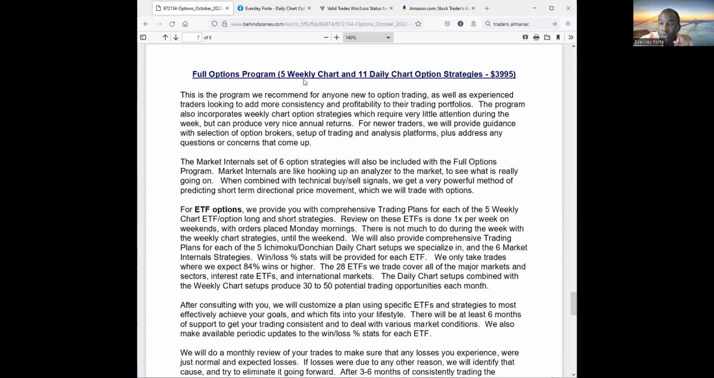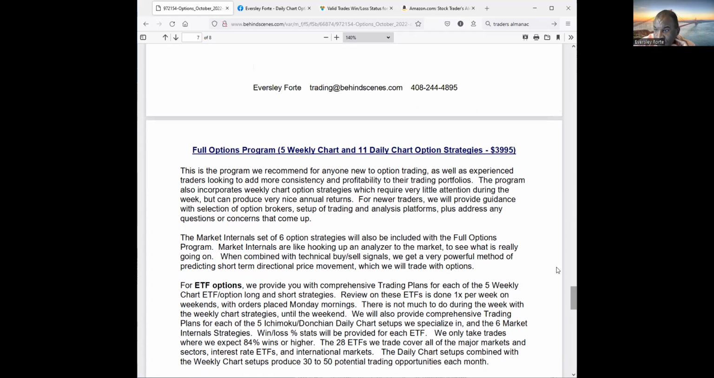Okay, so the weekly charts are for people who really don't have time during the week, but still want to capitalize from the markets. And this year, the weekly stuff has been really, really good trading. So anyway, for this weekly strategy, I will take $500 off this price for anyone wanting to do the combined full program. Let me know before this week is over. I'll take $500 off this price.